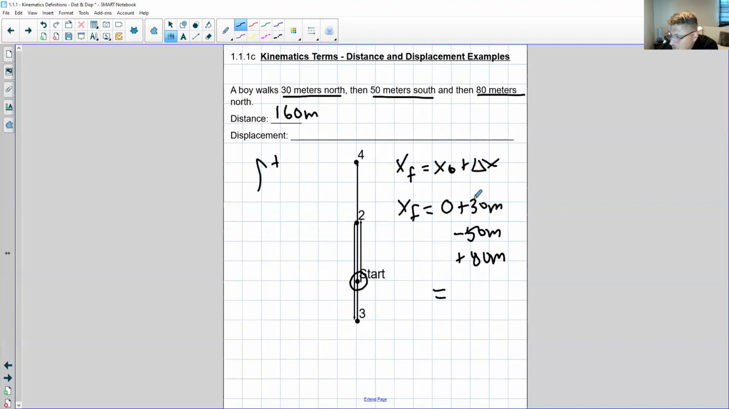Okay. So 30 minus 50 is negative 20, plus 80 is positive 60 meters. So our displacement is either 60 meters north of the start or positive 60 meters. And you'll notice that we can confirm this graphically. This is indeed 6 boxes away from the starting point, so 60 meters.